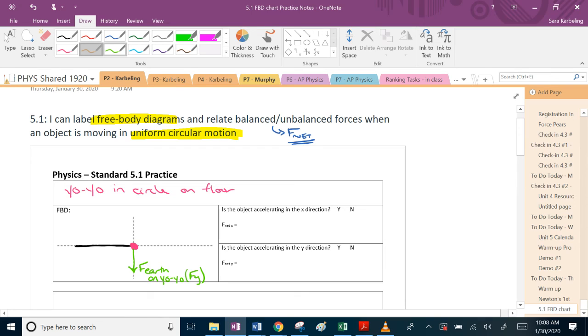Any other forces acting on the yo-yo? Which way is the floor pulling or pushing? It's pushing up, right?